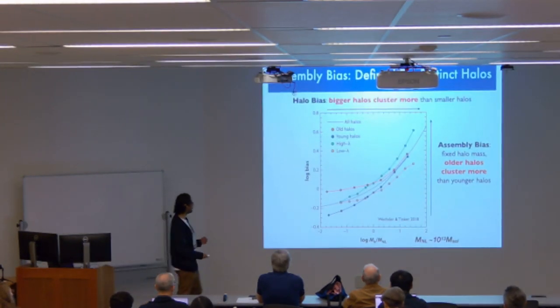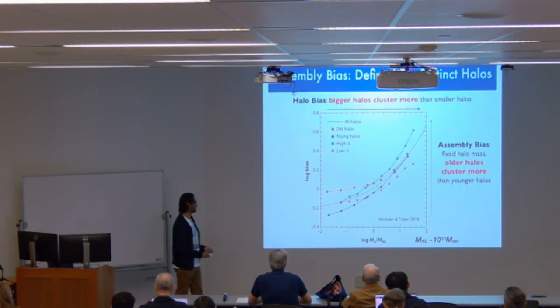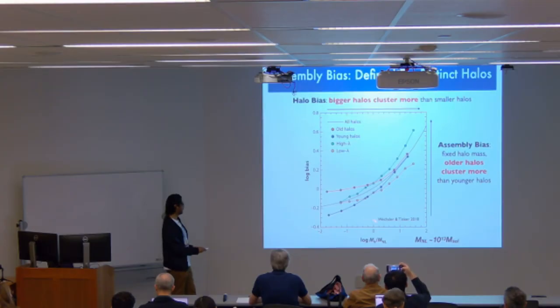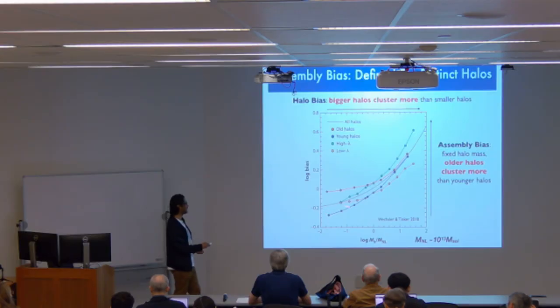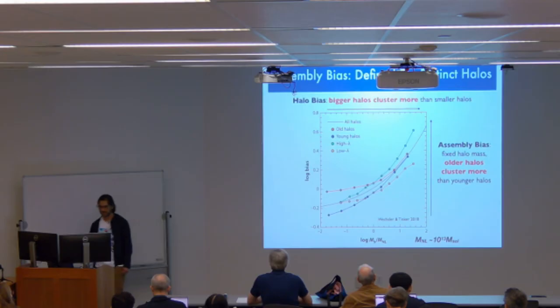So what is assembly bias? Okay, so here we are comparing the bias versus the halo mass. This is normalized by the nonlinear mass, which is around 10 to the 16 solar masses. So this means that we are going from low mass halos to higher mass halos. The gray line here is showing that low mass halos are less clustered than high mass halos. Now I would like you to focus on the red and the blue points, which mean all halos and young halos. For a fixed halo mass, old halos cluster more than young halos. And this is the assembly bias effect.